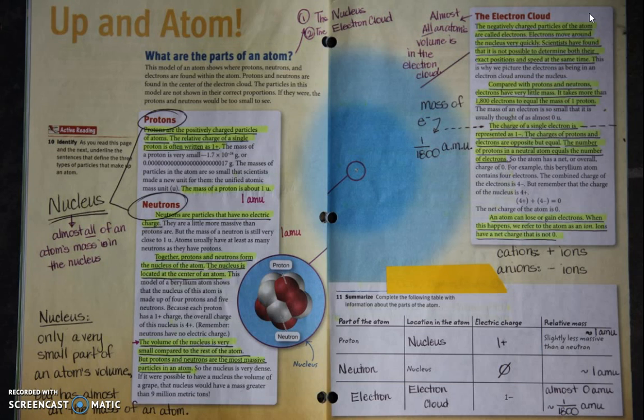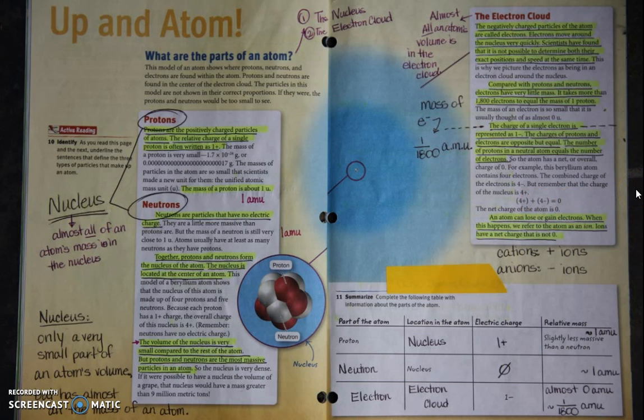For example, the beryllium atom that we were looking at has 4 positively charged protons in the nucleus. So it's going to have 4 negatively charged electrons roaming around in the electron cloud, because 4 protons plus 4 electrons has to equal 0. 4 positives and 4 negatives equal 0.